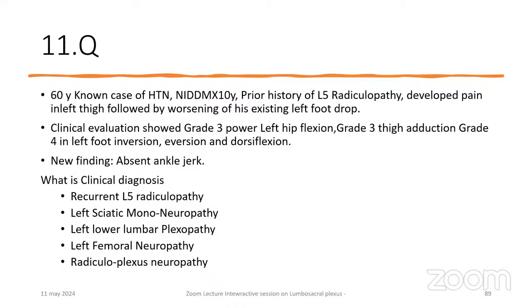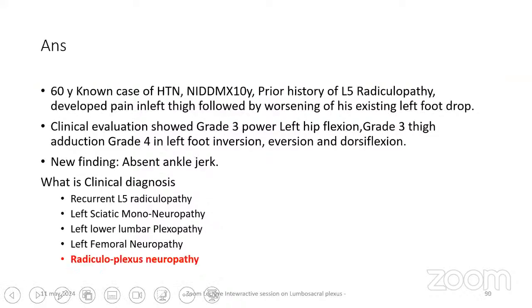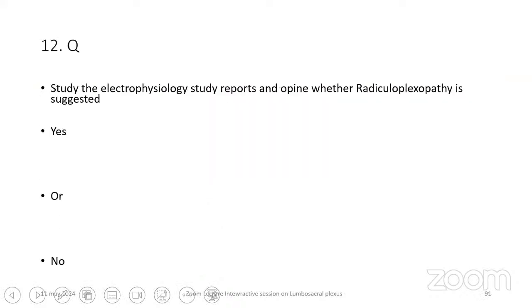Very rarely you get these plexopathy and radiculopathy mixtures. That's in diabetes and trauma. For plexopathy you have to remember only two: cancer and related issues, radiation and infiltration, or trauma and diabetes. So, radiculoplexus neuropathy. Study the electrophysiology study reports and opine whether radiculopathy is suggested. You have to say yes or no. So I'll show you the report.